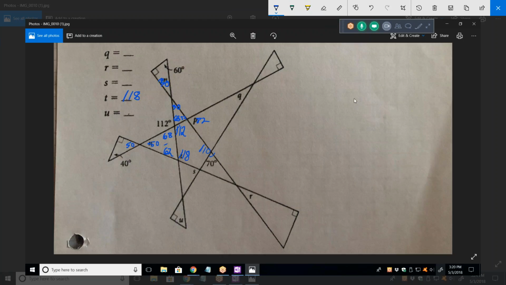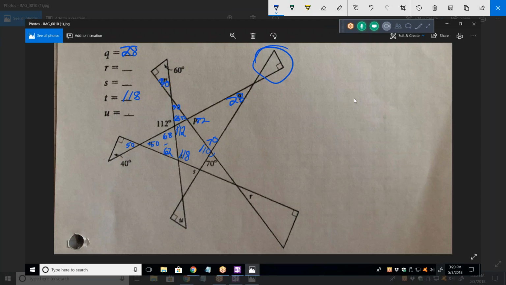If this one is 70, then this one is 70. Now you have enough information for Q. What is Q? 28 degrees, right? I think so. Let's see, 28. Yep. So that's 28. And notice that that kind of eliminates that from the picture. We don't care about that anymore. There's nothing in there that's of interest.